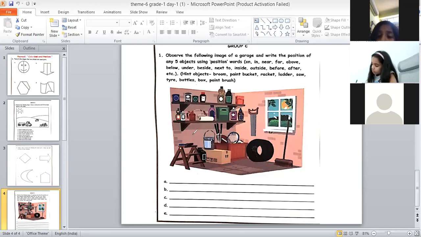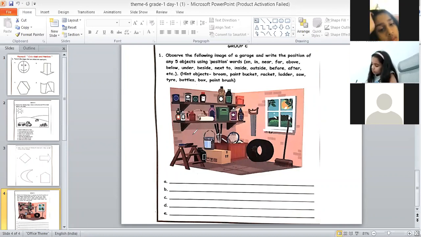Like I told you, if I am saying I am sitting on a chair, like you people are also sitting on a chair currently, right? So on means when you are in contact with something. Your body is touching that chair. So this means you are sitting on the chair. This is how you will use on.